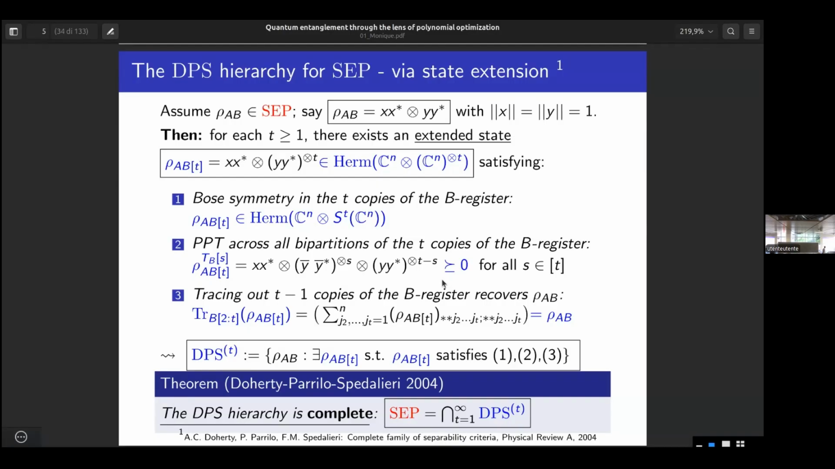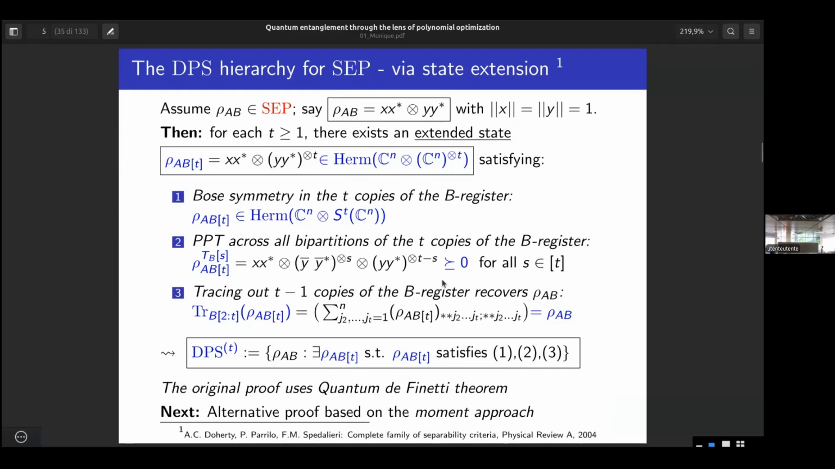So the original proof of this completeness, sometimes known as the completeness of the DPS hierarchy, follows using the quantum de Finetti theorem, as some work, of course. And what I want to do next is to give you a sketch of another approach to show it, which would be based more on polynomial optimization tools, on the moment approach.